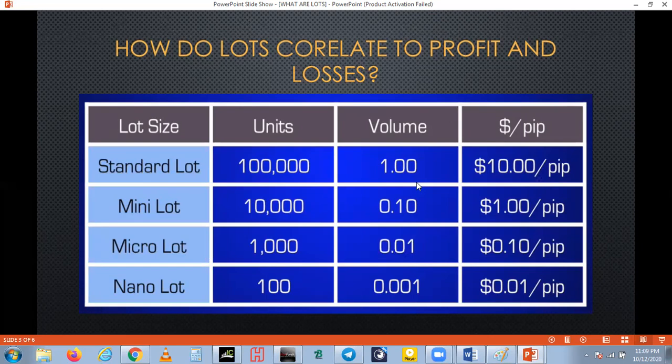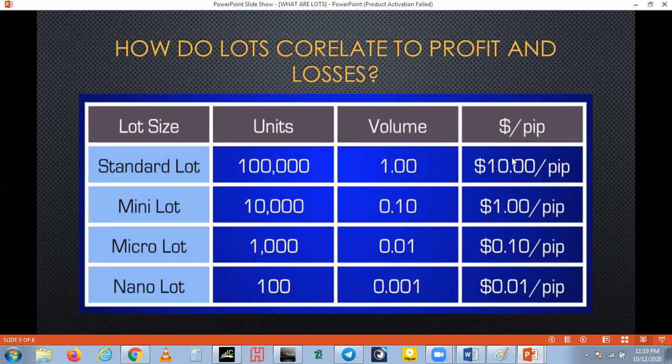0.01. What this means is that for every one pip, if you use a standard lot, you'll be making $10. And for every one pip, if you use a mini lot, you'll be making $1. And for every one pip, if you use a micro lot, you'll be making 10 cents. Now you may say, which one is 10 cents?